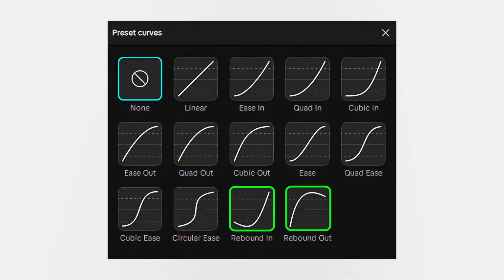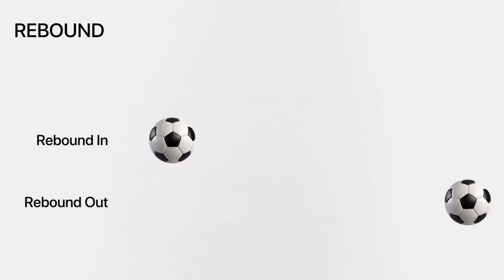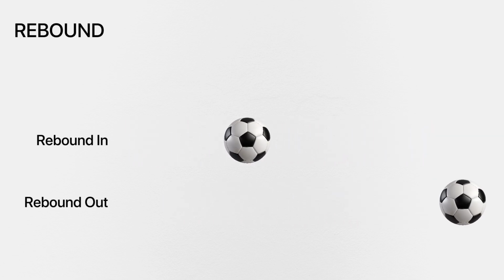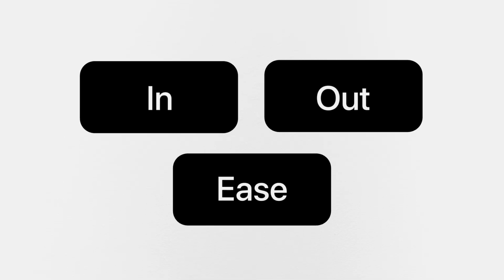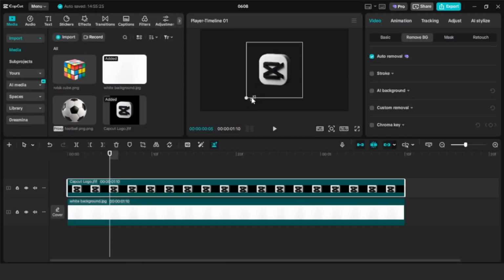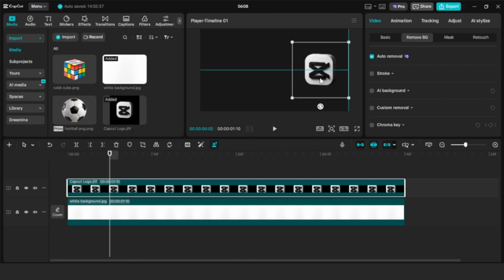You may also notice rebound in and rebound out. These add a small bounce to the movement. They can be useful in specific situations, but honestly, if you're just learning keyframe graphs, don't worry about them yet. Master these three categories first, because once you understand why they behave differently, choosing the right graph becomes incredibly easy.